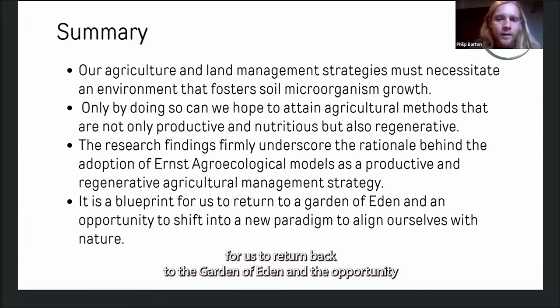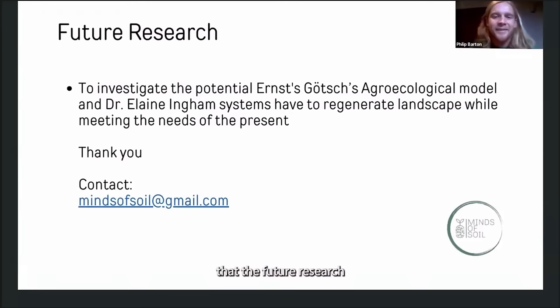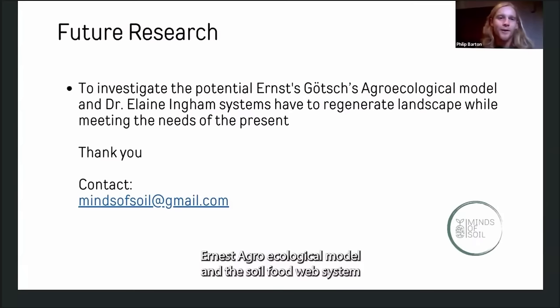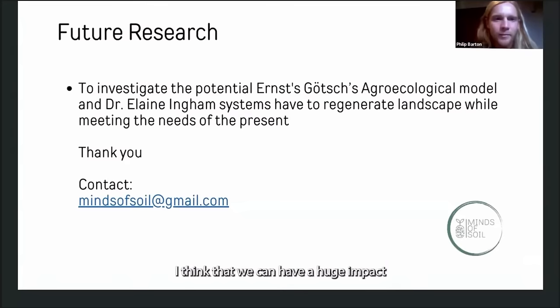So lastly, I feel that on the next slide, the future research that we need to do is to really combine Ernest's agroecological model and the soil food web system to see how they can regenerate landscapes and meet the needs of the present. Like if we can all make biocomplete compost and use consortiums and the input and the knowledge generated by Ernest, I think that we can have a huge impact on the world and steer ourselves back on course to be with the Tao.